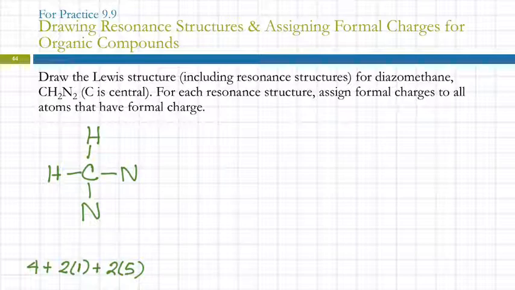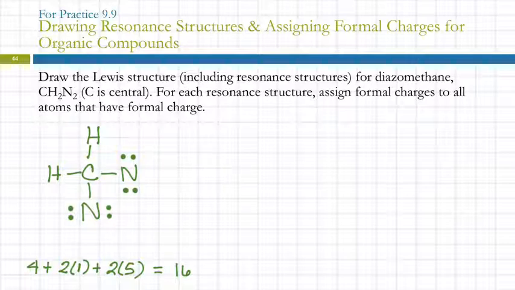Don't be embarrassed to get your calculator out and do this, because if you do the math in your head and get the wrong number of electrons, it's going to mess everything up. 4 plus 2 is 6, plus 10 is 16. Go ahead and check me if you want. So I've got 2, 4, 6, 8, 10, 12, 14, 16. Ran out pretty fast there. Everybody happy?